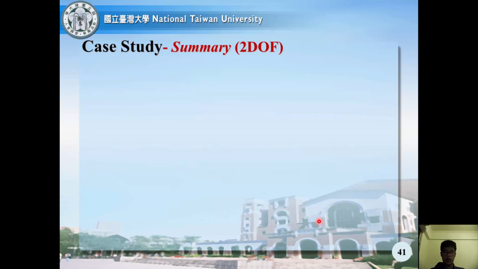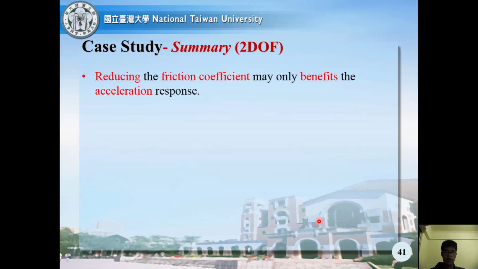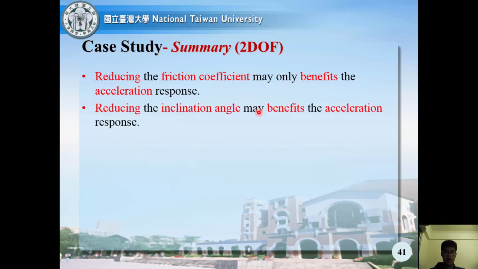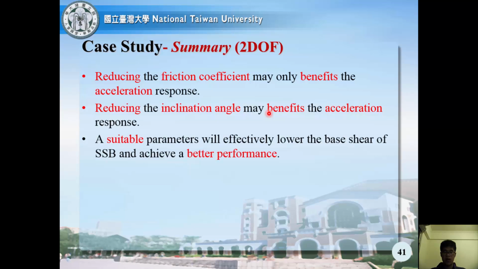So here's my summary. First of all, reducing the friction coefficient may only benefit the acceleration response. However, if we reduce the inclination angle, it may not only benefit the acceleration response, but in some cases it may also benefit the displacement response. And suitable parameters will effectively lower the base shear of the SSB and achieve a better performance.